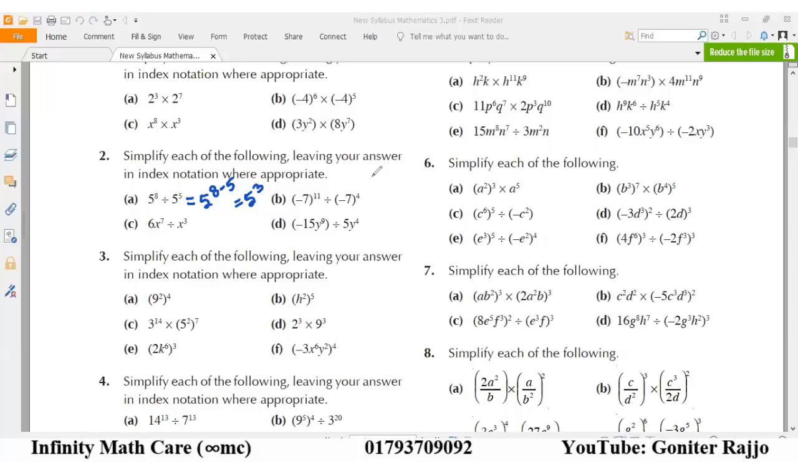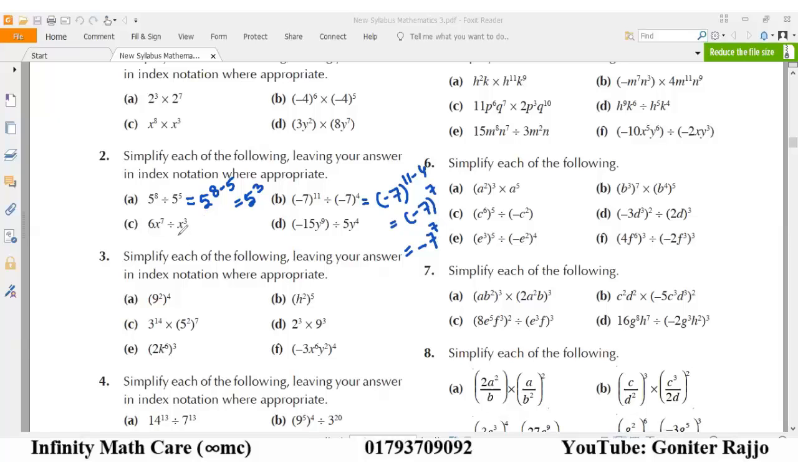Similarly, if we look at number B, look, both bases are the same, minus 7. So just subtract the powers. So minus 7 to the power 11 minus 4. That will be 7. Simple. And minus to the power odd, that means minus any number to the power odd will be negative. Okay. So the answer should be minus 7 to the power 7.